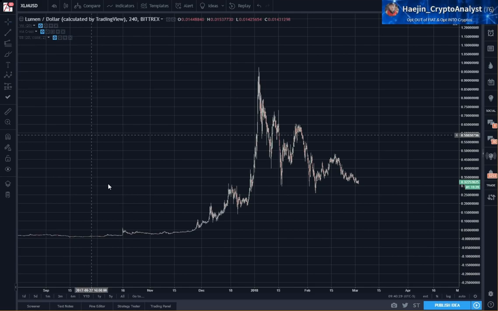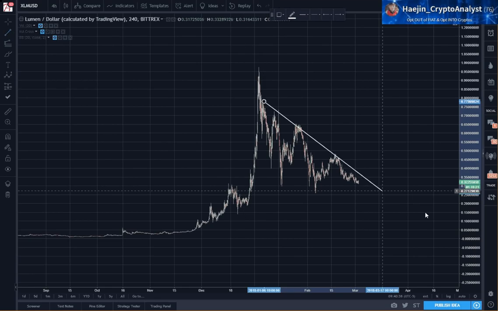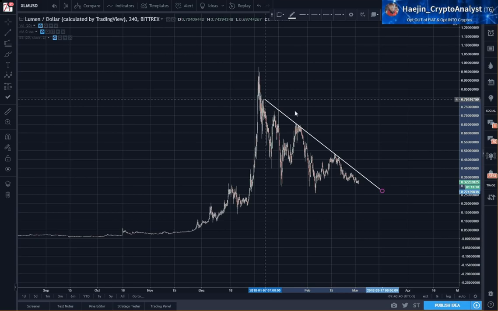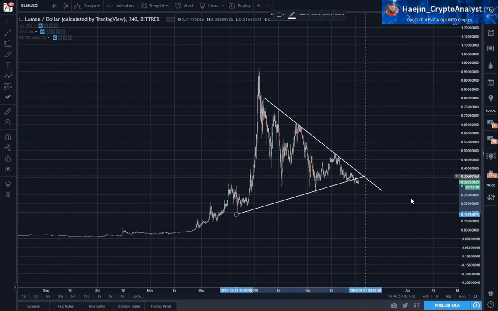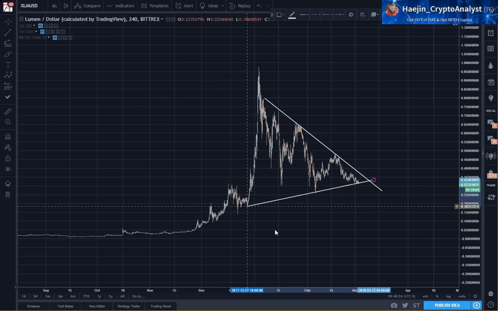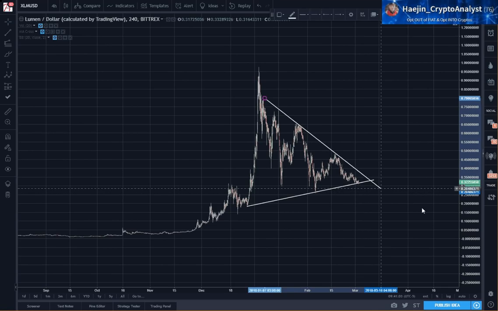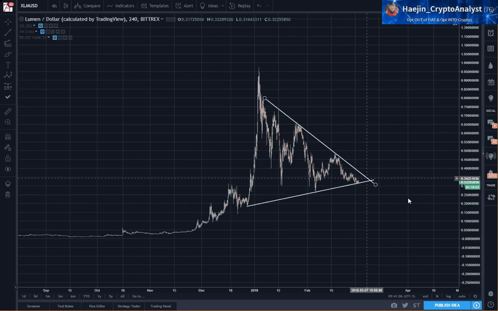First thing I usually do is I go to a 4-hour or daily time frame, and then I start drawing lines for patterns. I find pattern recognition to be extremely valuable, especially when you combine it with Elliott waves. So apparently there's a big triangle going on here. And the apex of that triangle is right where the two lines intersect.